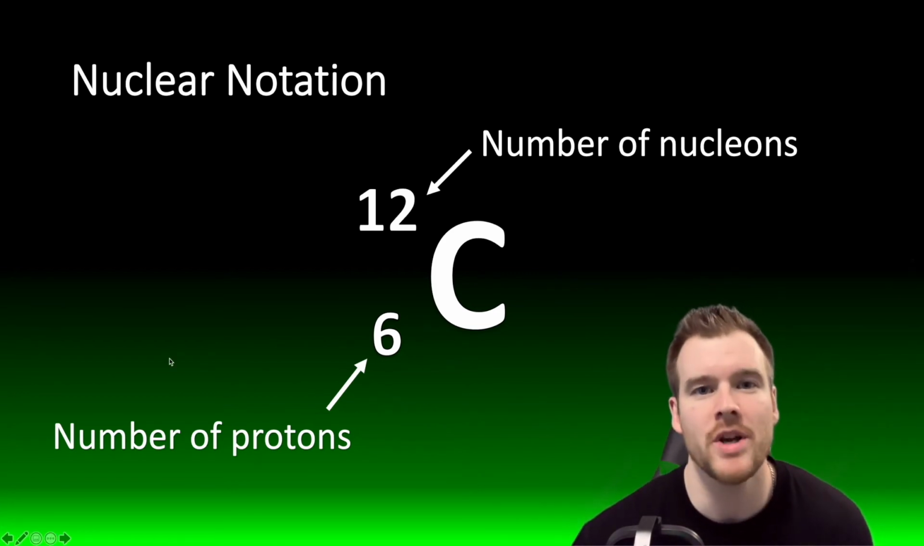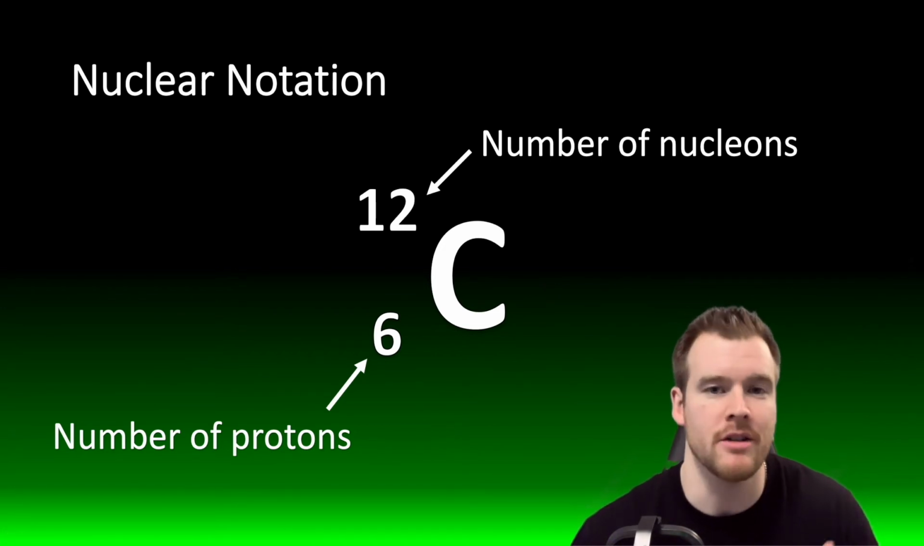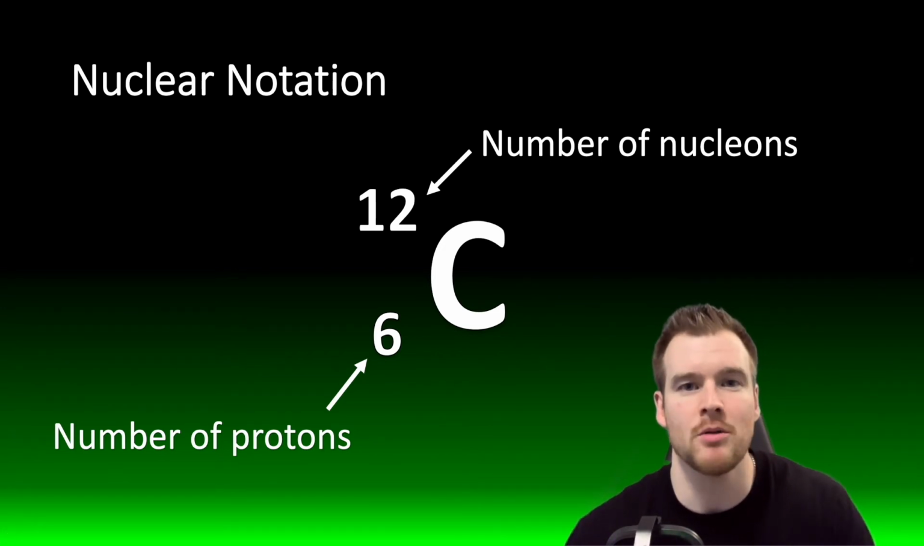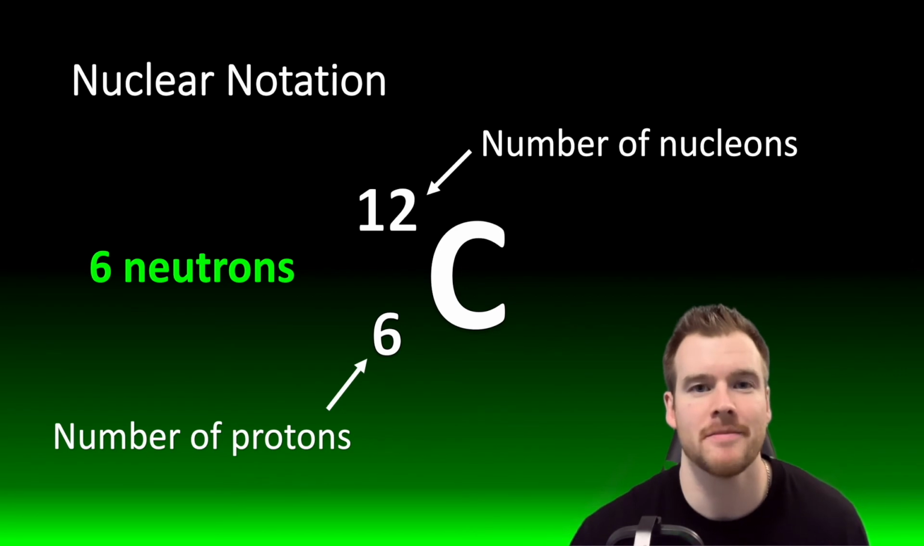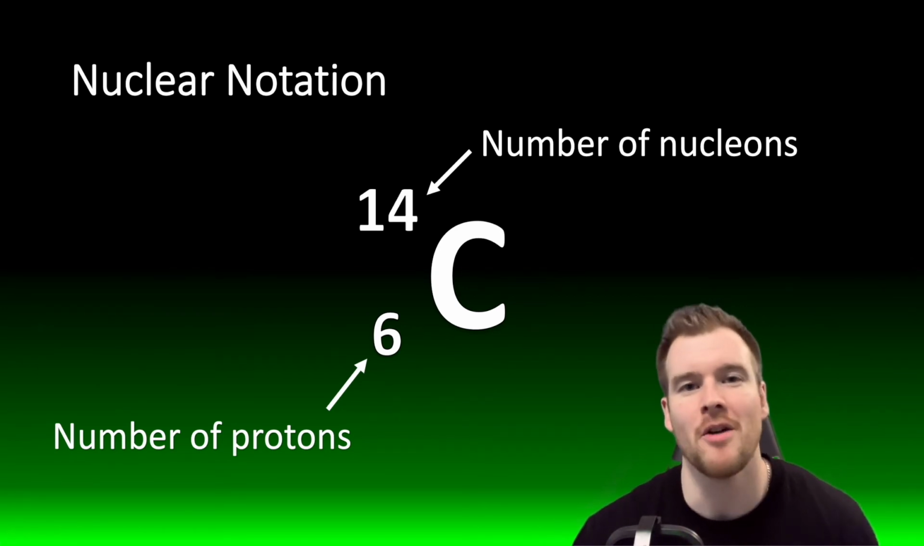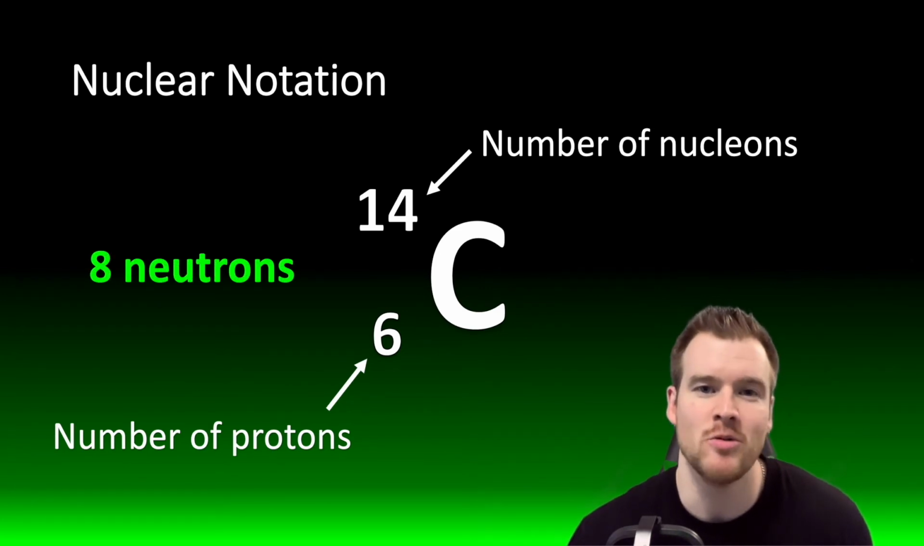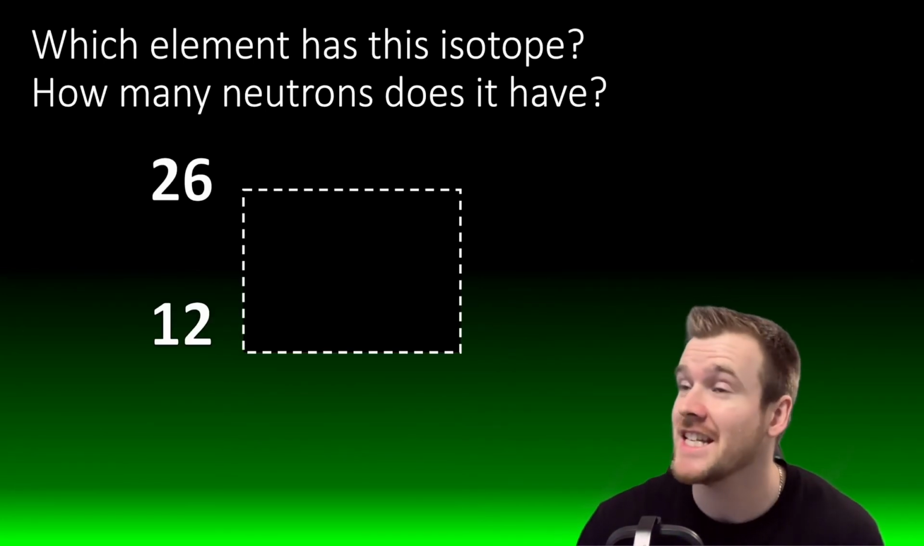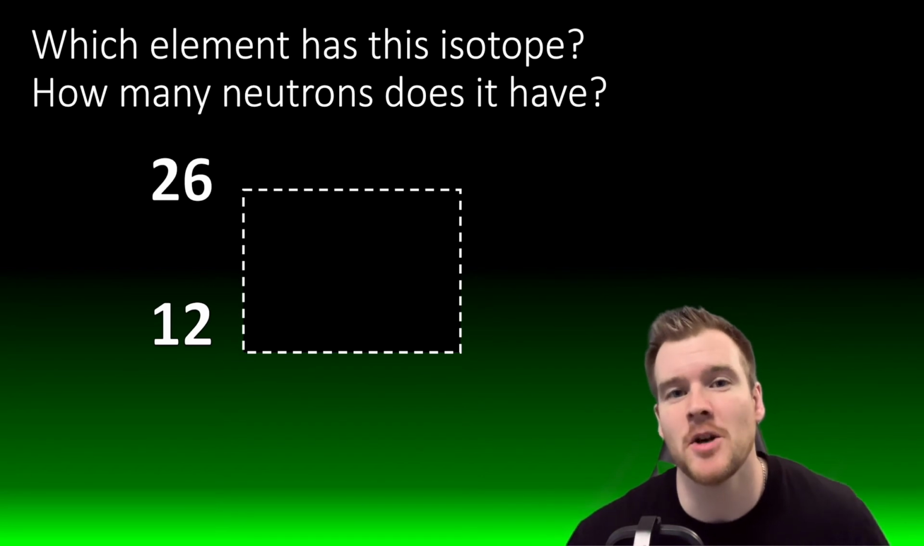From those two numbers, we can determine the amount of neutrons. We say, okay, there's 12 things in there, minus 6 protons, there is 6 neutrons. This is how we would write carbon-14, again, still 6 protons, still carbon, but now 14 minus 6 gives us 8 neutrons. You could also get a question like this, which says which element has this isotope and how many neutrons are there.